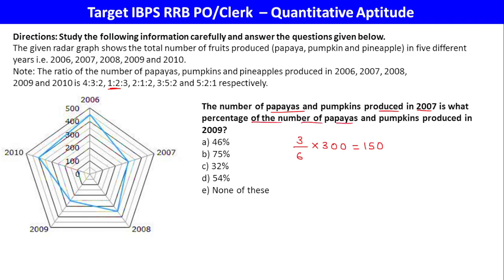100, 200, 300, which is 150, is what percentage of papaya and pumpkin produced in 2009, the first and second values? In 2009, the ratio is 3 and 5, total 8 out of 10 into the 2009 total, which is 100, 200, 250. 8 times 200 is what percentage of it, they are asking, so 150 is what percentage of 200, which is 75%. Option B is the final answer for this question. Done. Correct. Yes. Next.